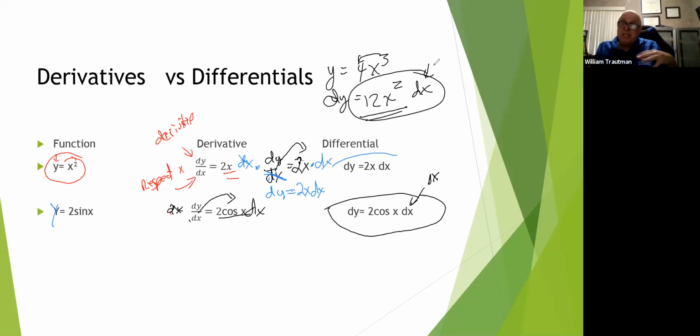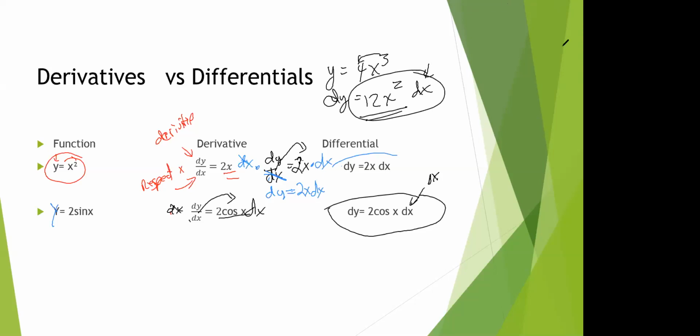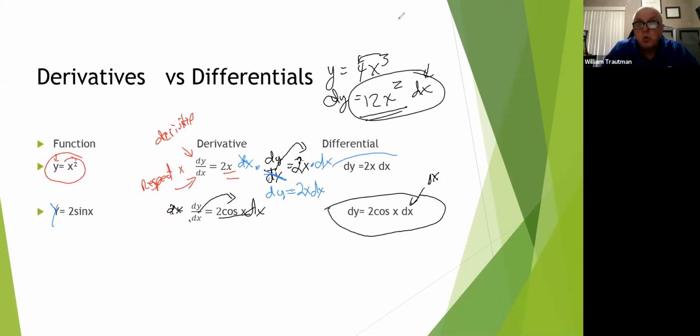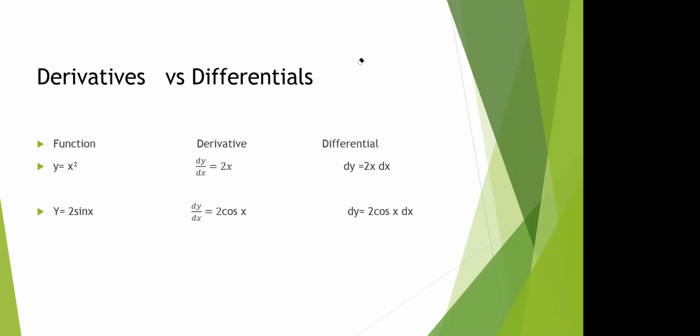If we're asked to find the differential, we just take the derivative and bring the dx to the other side. So in this case, that dx isn't really a number. Later on it's going to be a number. In the coming slides, we only have a few slides left. Okay.